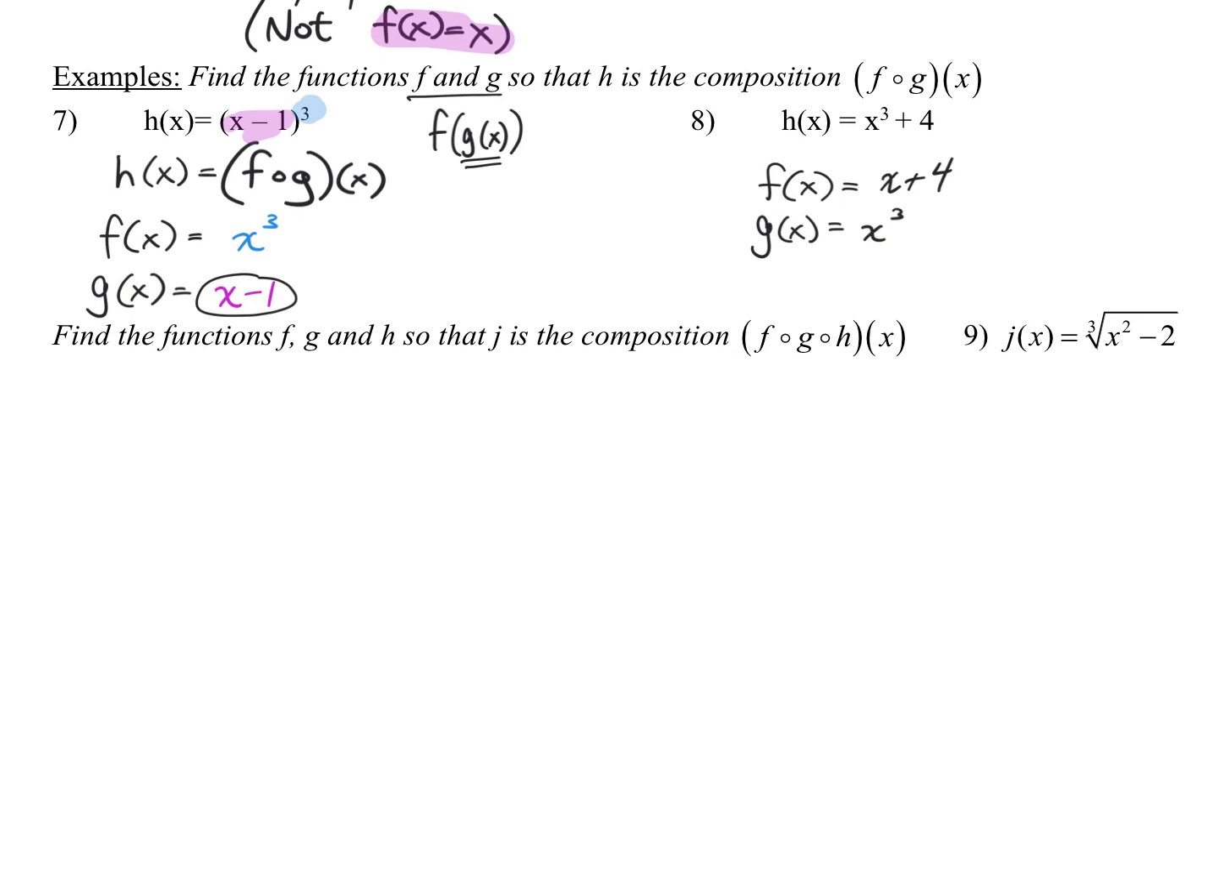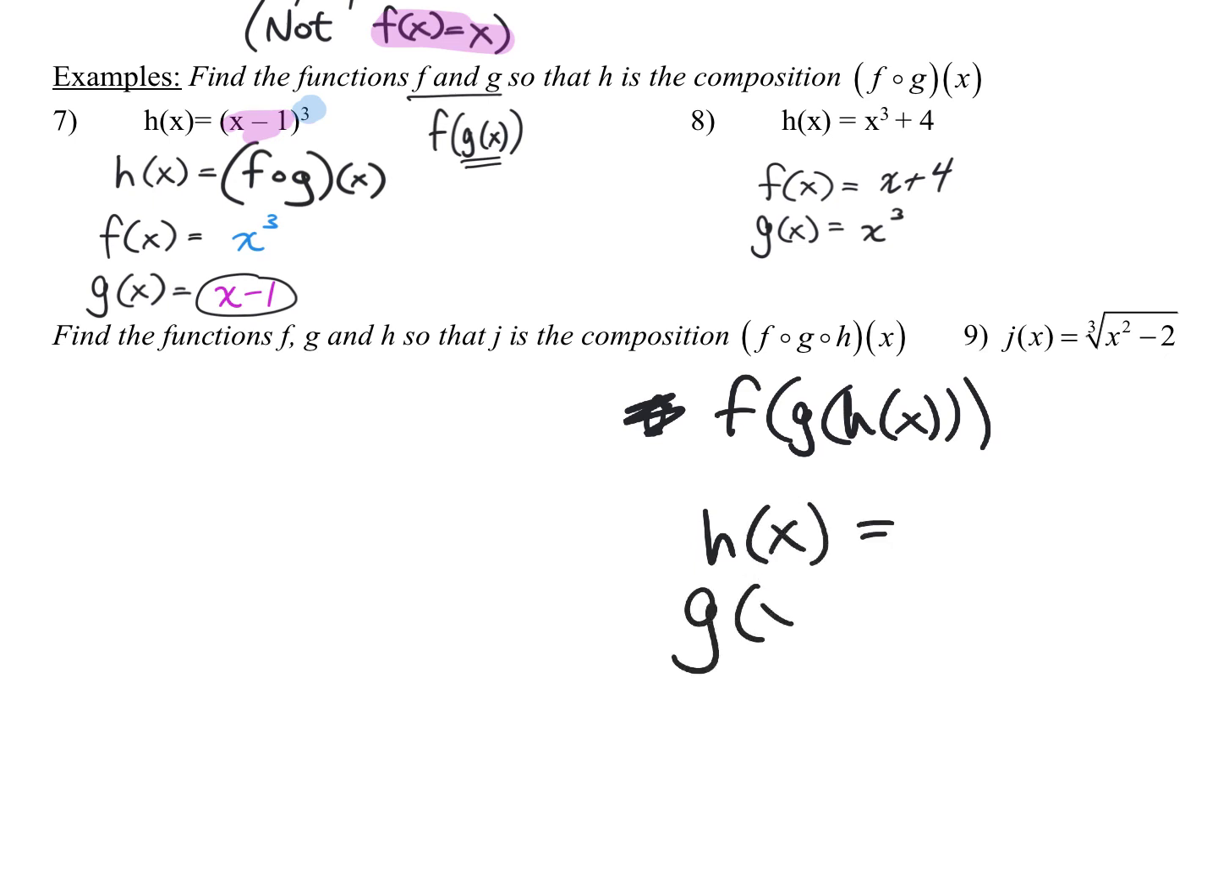There's one last one here, number 9. We have j of x, and you can see that we want to create a composed function made up of 3 components, f, g, and h. So we know f of g of h of x is really what we have. So h of x will be our innermost function, g of x will be next, and f of x will be last. So our innermost function here is x squared.